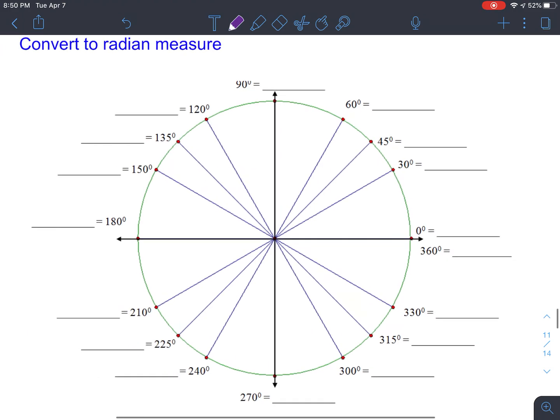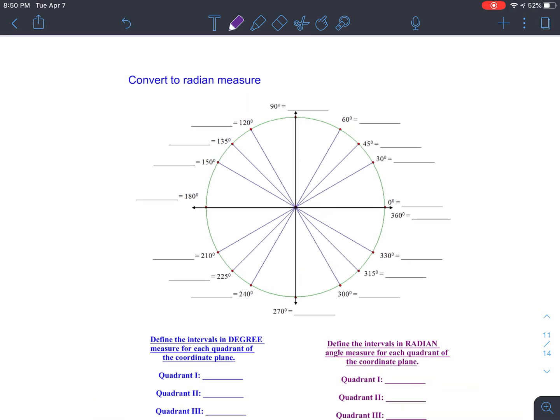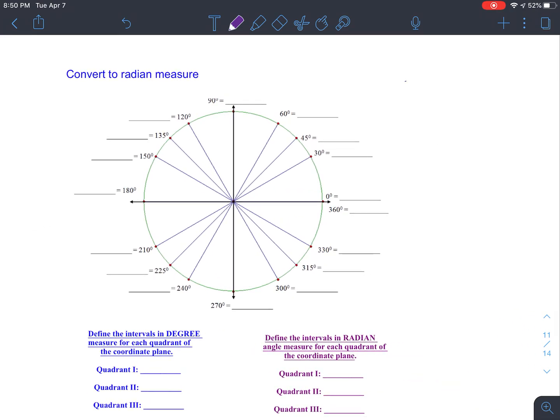Well, let's take a look at this unit circle. These are all the important angles that we talked about when we talked about the unit circle. They're all the ones that have 30, 45, and 60 as their reference angle. I want you to take the time to convert all of these to radians. So we're going to do the first quadrant for you just so you can see what to do.